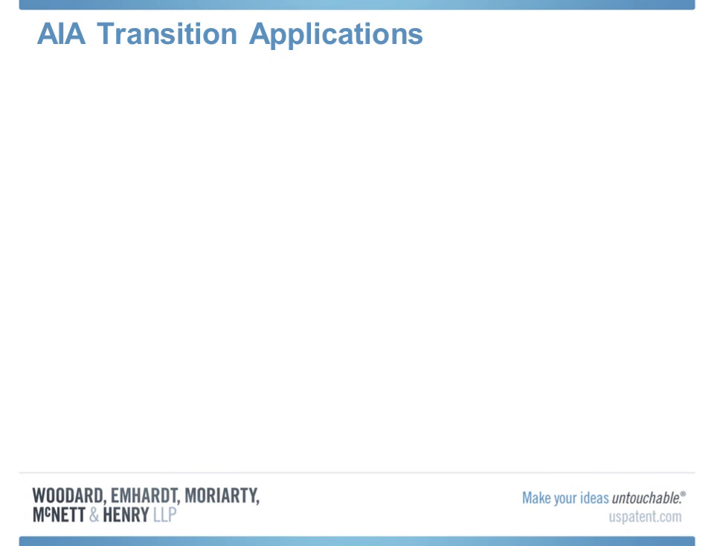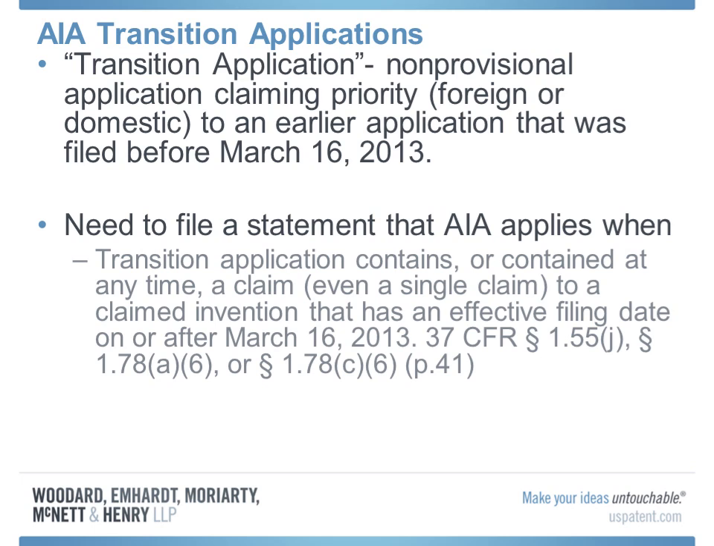Okay, this is a different thing, and you're going to have to babysit your attorneys through this because this one's going to get messed up maybe, unless you're careful. AIA transition application. What in the heck is an AIA transition application? It's an application filed now that claims priority to a pre-AIA application, so before March 16. All right, so a con, div, CIP, claiming priority to before March 16. That's all an AIA transition application is.